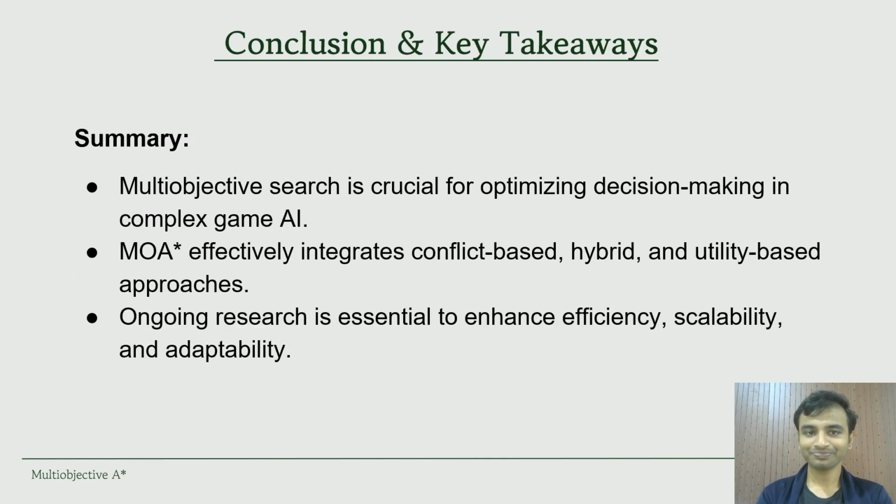Moving on, there are conclusions and key takeaways. In the conclusion, multi-objective search is crucial for optimizing decision making in complex game AI. MOA star, which is multi-objective A star, efficiently integrates conflict-based, hybrid, and utility-based approaches, and ongoing research is essential for enhancing efficiency, scalability, and adaptability.